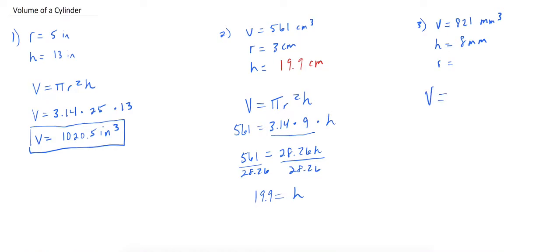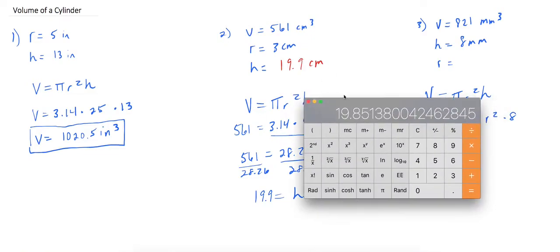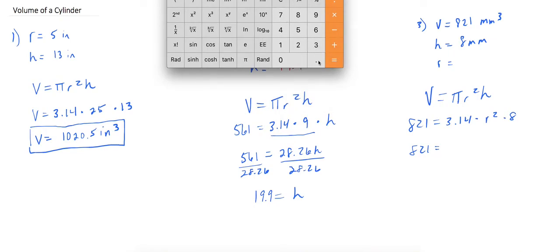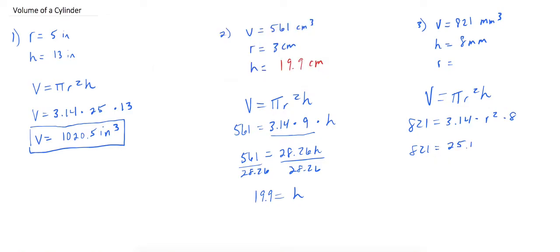Last one is pretty similar, but instead of giving you the radius, I gave you the height. Again, we're starting with the formula, pi r squared times the height. We fill in what we know. So we have 821 equals 3.14 times the radius squared times the height, which is 8. And once again, we're going to simplify that right side of the equation. We have 3.14 times 8, and that's going to give us 25.12. So this is 25.12 r squared.